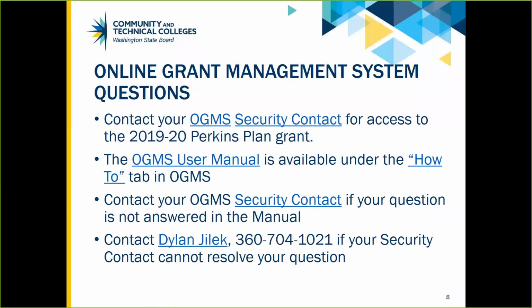You can find the list of security contacts in OGMS at ogms.sbctc.edu/security contacts. If you already have an OGMS account, you still need to contact your OGMS security contact for access to the 2019-20 Perkins Plan grant. Access from FY19 does not carry over to this year's application.